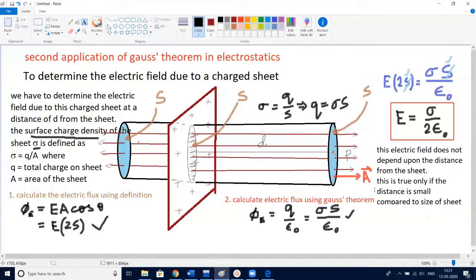Right? Now, what is the direction of this electric field? The direction of this electric field obviously is perpendicularly outward, coming out from the sheet. So the direction of electric field will be perpendicularly outward from the sheet on both the sides of the sheet, on this side of the sheet as well as on the other side of the sheet.